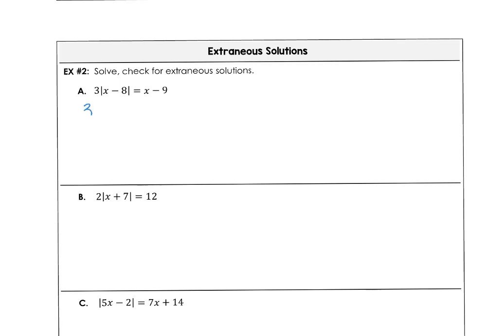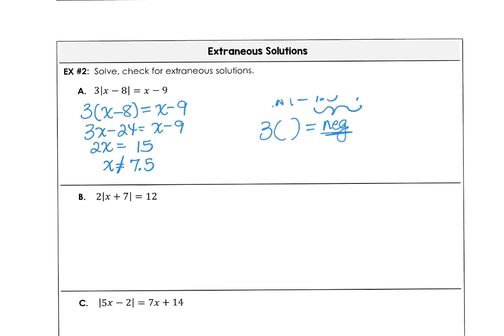In the first example, if we have 3 times the positive value x minus 8, we have 3x minus 24 is x minus 9. So 2x is equal to 15, and x is 7.5. So let's think about this. If you have 3 times the absolute value of some number here, and it's going to equal 7.5 minus 9, you notice how this side is going to be a negative number? Well, we can't have 3 times a positive number equaling a negative number, so 7.5 would be called extraneous.